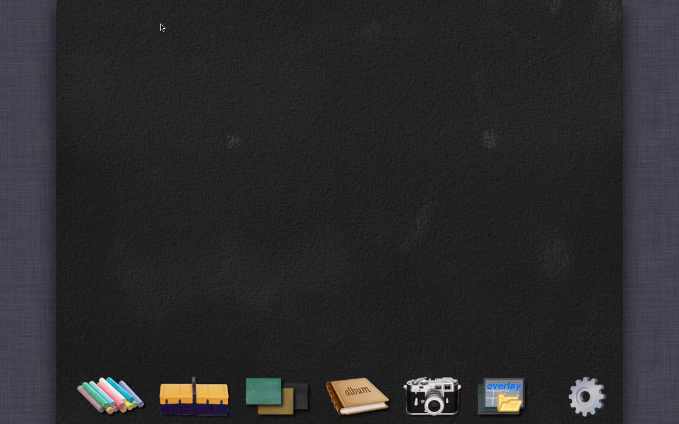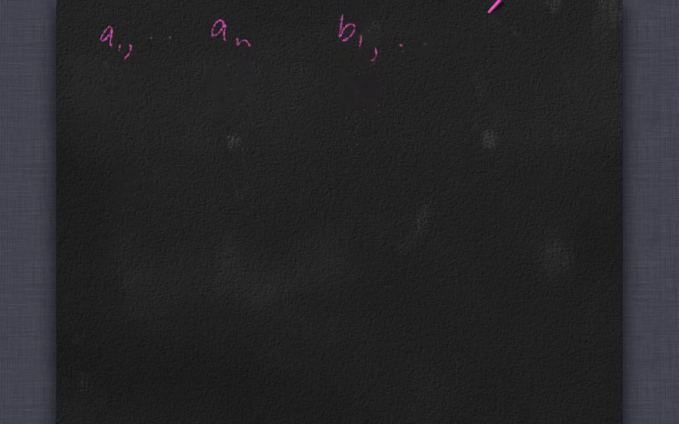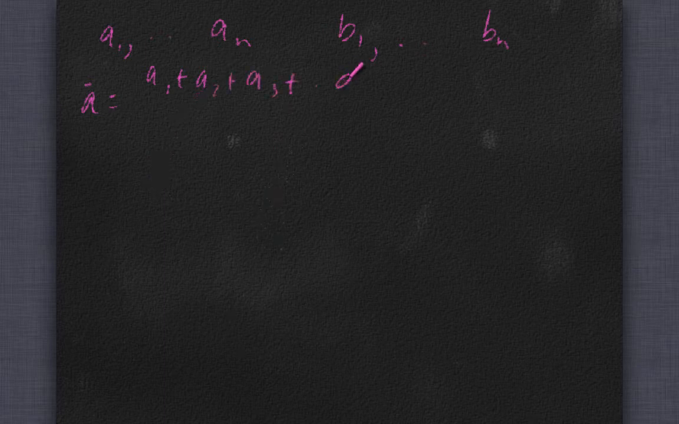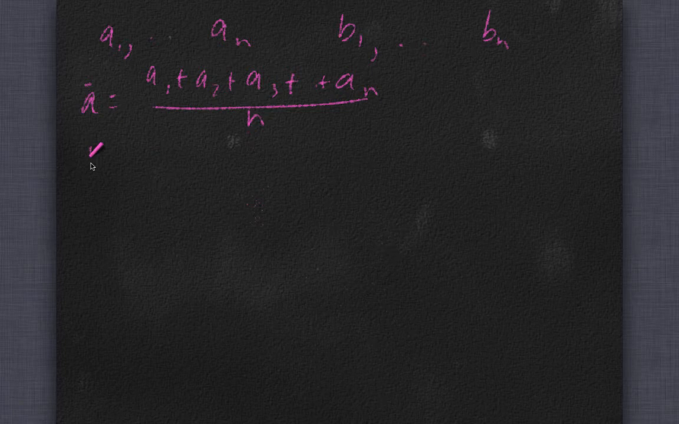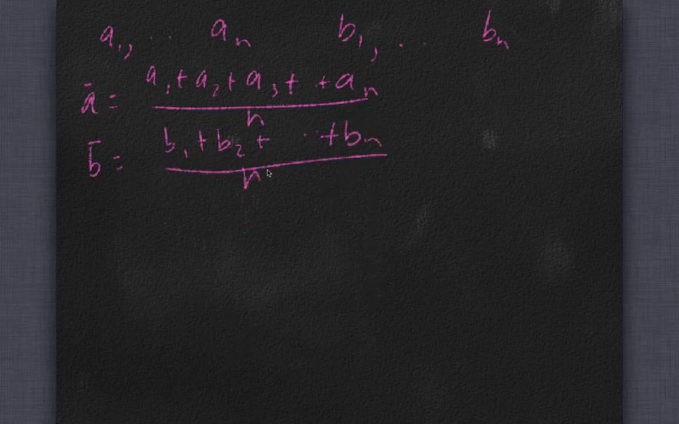Okay, so let's say that I have a list that's A1 through AN, and then I have their partners B1 through BN. A bar would be A1 plus A2 plus A3 and so forth down to AN, over N. B bar, same deal but B's. Right? And we have the same N.